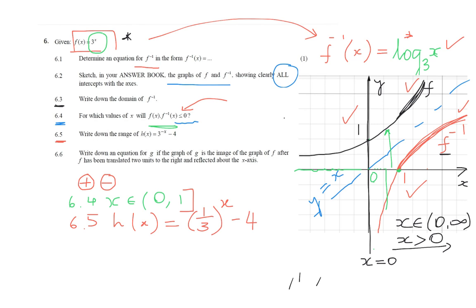Now this isn't a separate question, it's a question within our question 6, which means that it refers to my function 3 to the x. So what happened to my function 3 to the x if it became h of x? Well, firstly, it was reflected, so the x became negative x, so it was reflected in the y-axis.